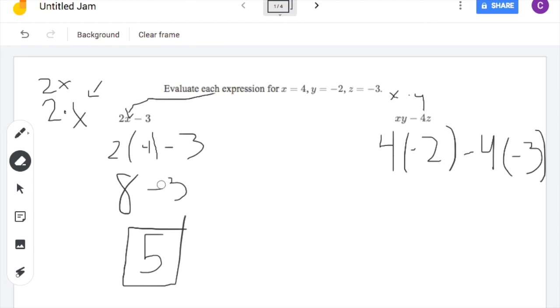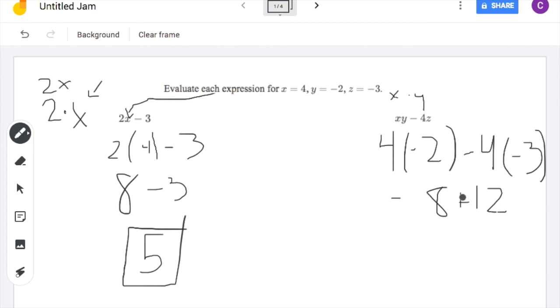So basically, what it's saying is 4 times -2 is going to be a -8, and a -4 times a -3. Well, a negative times a negative is a positive. So it's going to be a positive. 4 times 3 is 12. And now you have an expression that you can simplify.